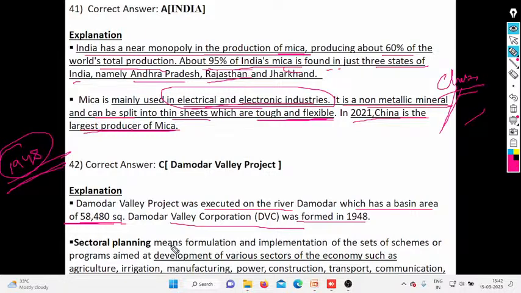The sectoral planning means the formulation and implementation of sets of schemes or programs aimed at development of various sectors of the economy such as agriculture, irrigation, manufacturing, power, construction, transport and communications.